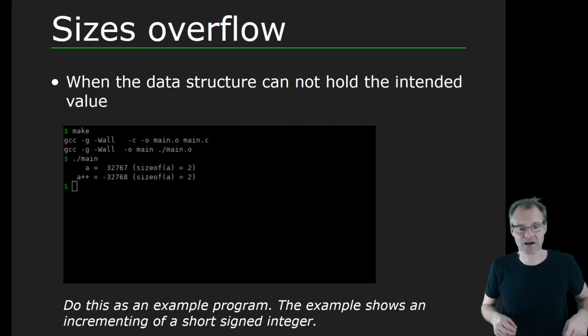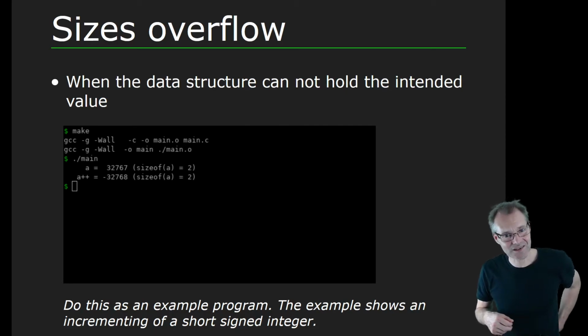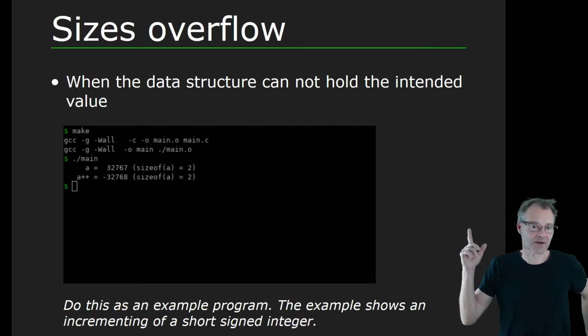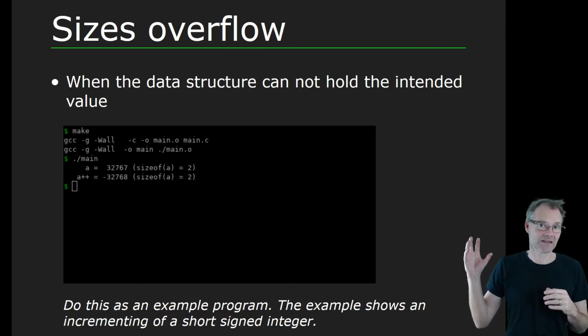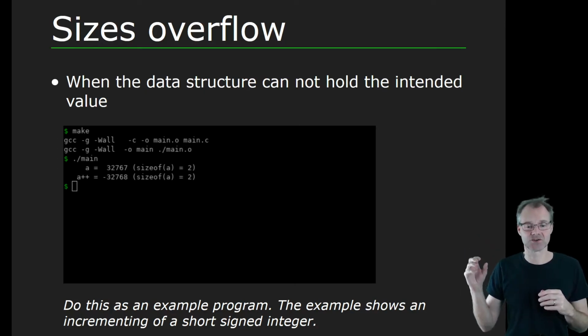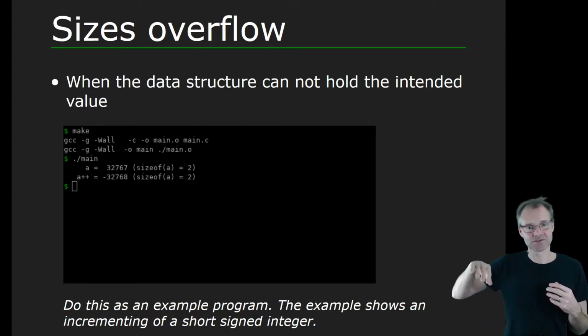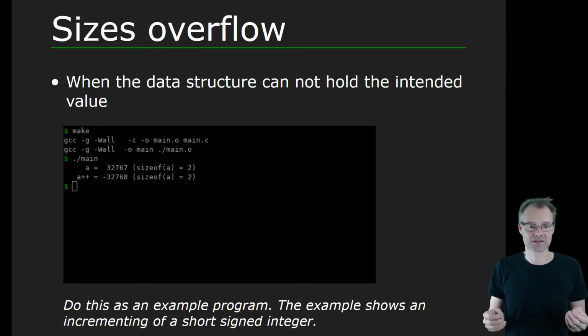So here is an example showing how a short signed integer on my system is working. I'm giving it a value of 32,767, and that is the max value a short signed integer could have on my system, and then I'm incrementing it. So I'm basically expecting it should end with 68 instead of 67. But no, it's an overflow, it turns around and starts on a minus sign instead.